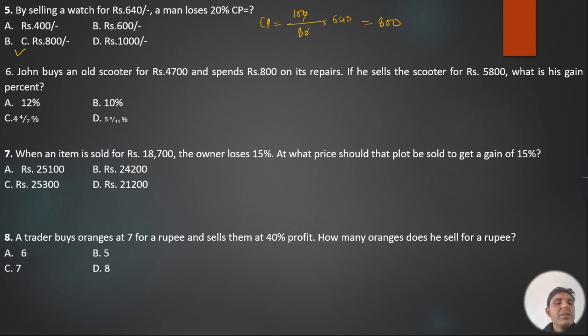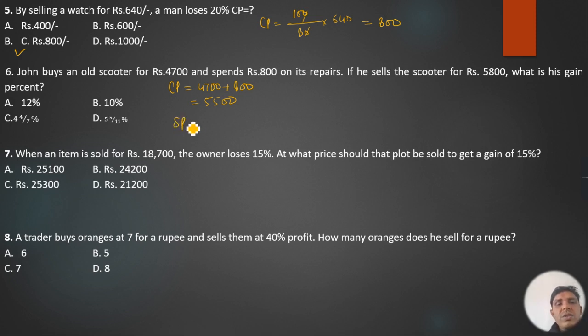Coming to the next question, question number 6. John buys an old scooter for rupees 4700 and spends rupees 800 on its repair. Then he sells the scooter for rupees 5800. What is his gain percent? So, if John buys the scooter for rupees 4700 and spends 800 on its repair, the cost price for him will be 4700 plus 800, that is 5500, right?